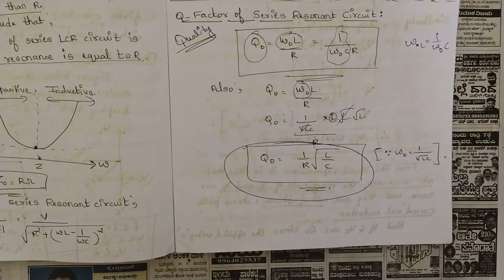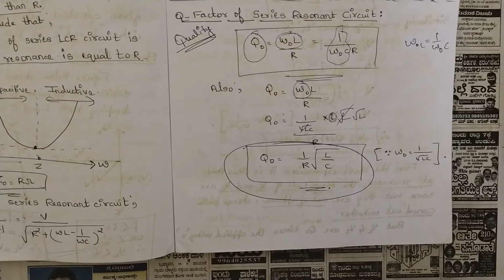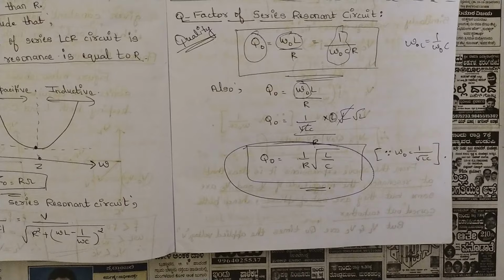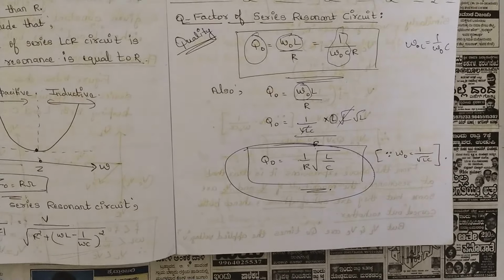So that's all for this session, guys. In this session we started with resonance, and we discussed the series resonating circuit, the impedance condition and variation, that is Z is equal to R, and the Q factor.